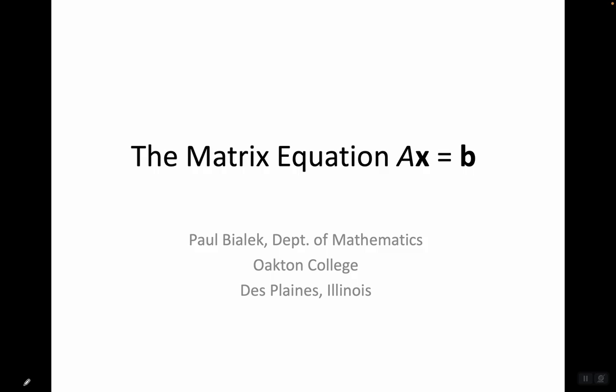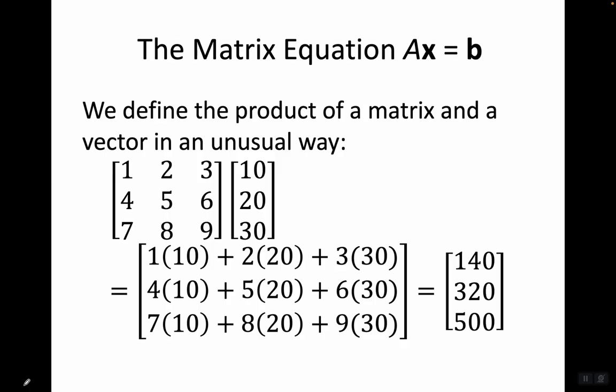Let's talk about the matrix equation, AX equals B. We define the product of a matrix and a vector in an unusual way. So we've got this matrix 1, 2, 3, 4, 5, 6, 7, 8, 9, and this vector 10, 20, 30. So here's how we multiply together the matrix and the vector.